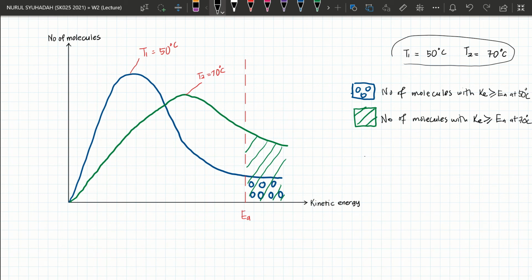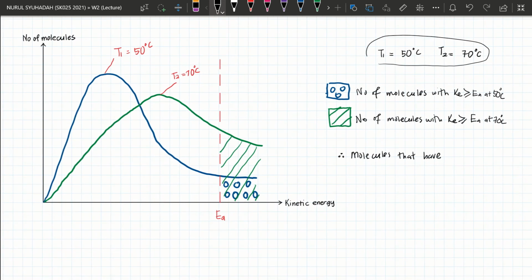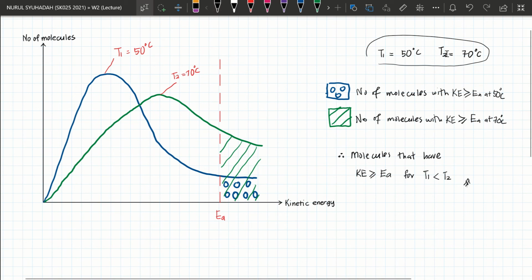So from here, we can make the conclusion that molecules that have Ke more or equal to the EA. Oh, I'm sorry. This is not small e, actually. It should be Ke, like this. Okay, sorry for my mistake. Kea for T1 is less than T2. So, this is what you will give in exam.